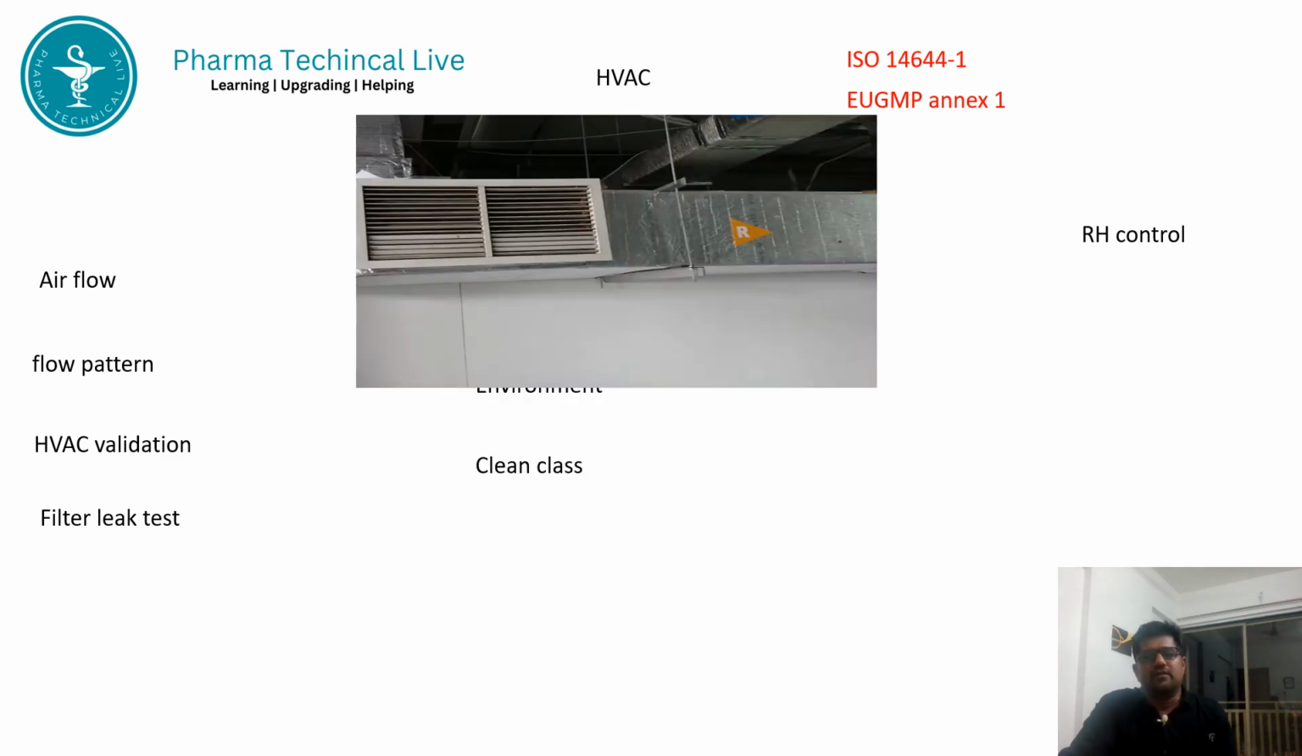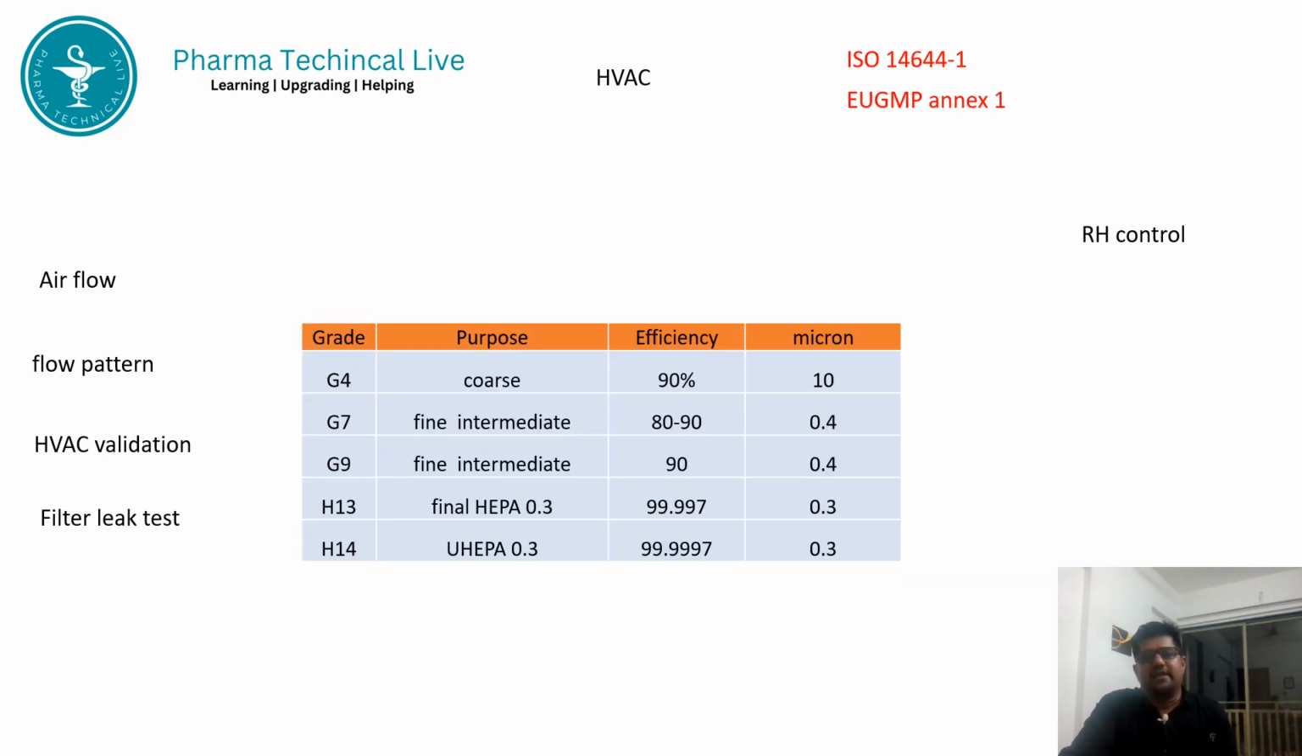Then we have to control the direction marks on the ducts, and filter classification. Generally G4, G7, G9, H13 and H14 type filters are used, where the efficiency and micron size are defined. 10 micron in G4, 0.4 micron in G7, G9. It is the same as EU7 and EU9. Then H13 is 0.3 micron with 99.997% efficiency. Efficiency is just the ratio of upstream concentration of that particular micron size to the downstream concentration.